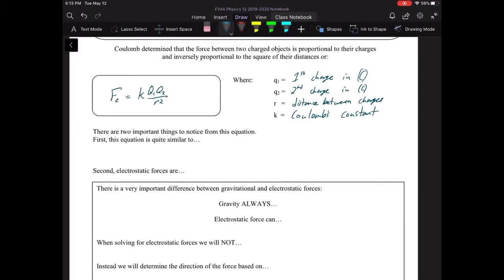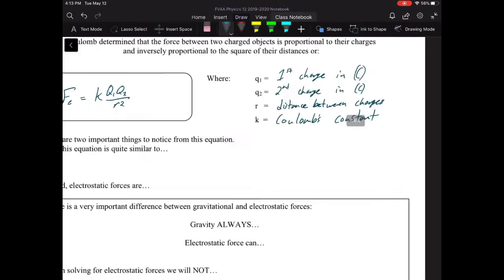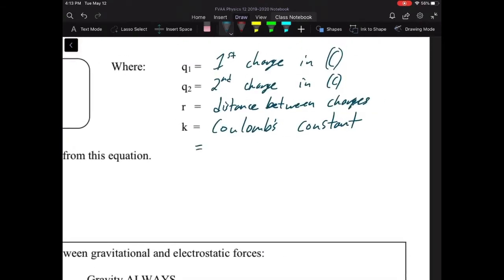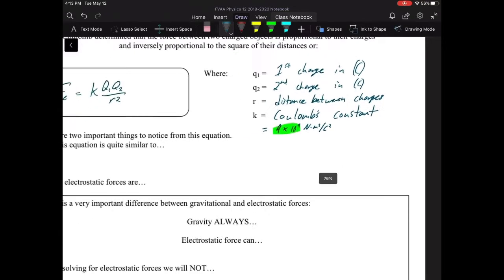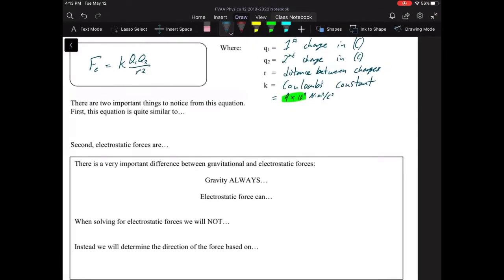We'll talk about what Coulomb's constant is here. The measurement that our textbook gives us is equal to 9 times 10 to the 9, with a bunch of fancy units on it: N times m squared over C squared. So that's Coulomb's constant, 9 times 10 to the 9. The two important things to notice about this equation: first, that this equation is very similar to our force of gravity, which is G m1 m2 over r squared. Wowzers.